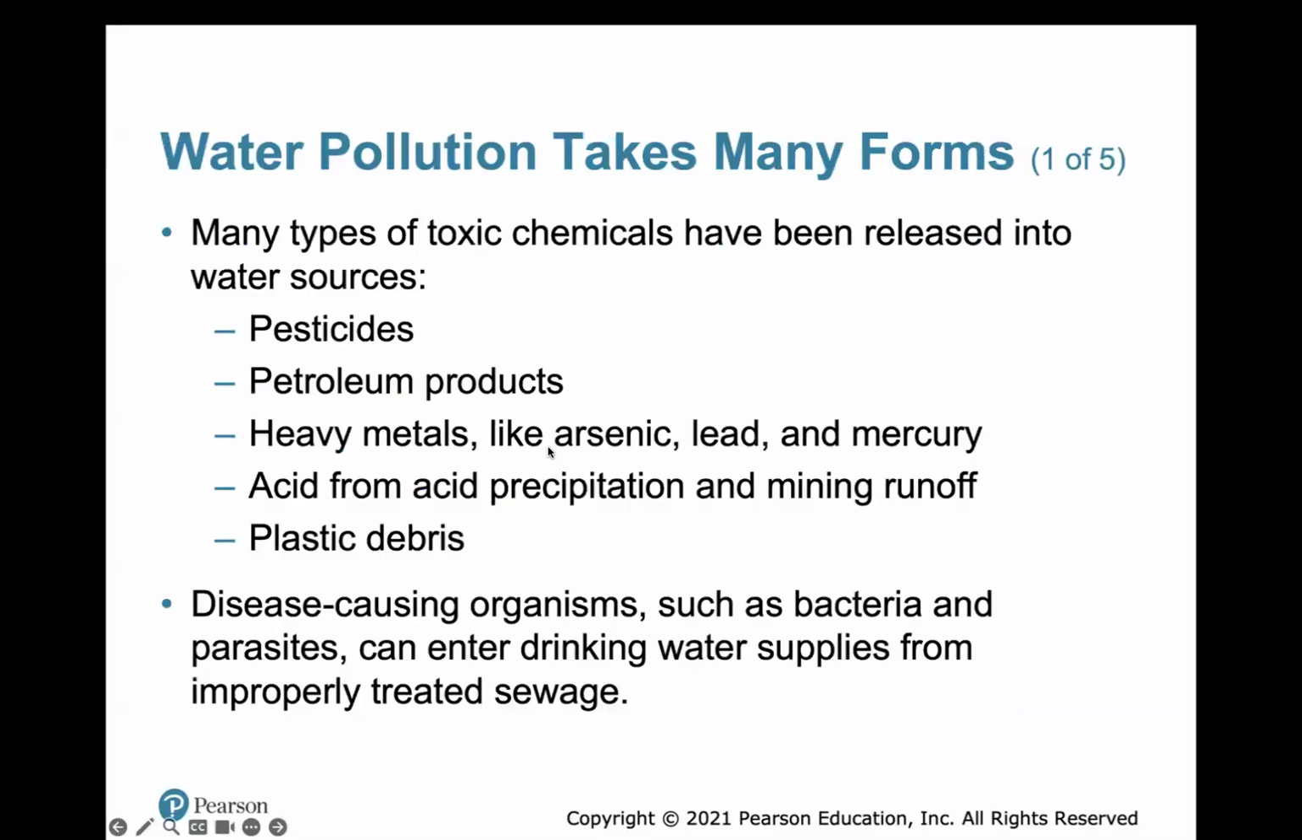All right. So many types of toxic chemicals are released into water sources. We've talked about these multiple times. Nutrient pollution from fertilizers and other sources can cause issues. Pesticides can go into water, petroleum products, heavy metals like arsenic and lead and mercury. In old pipes, lead can seep into water. Acid from acid precipitation, mining runoff, plastic debris. We talked about bottled water.